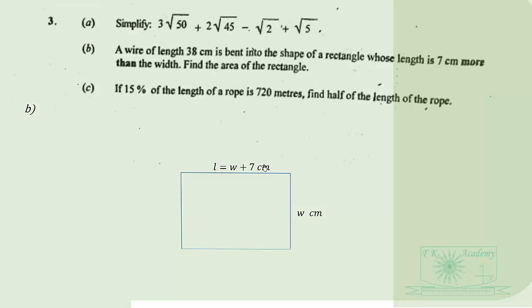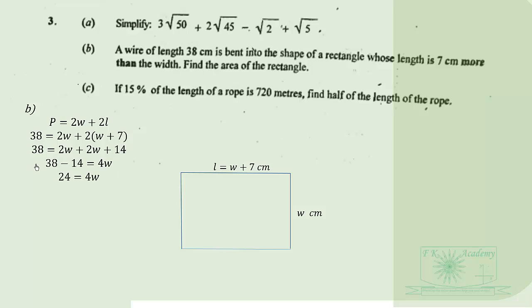So you know that perimeter is equal to 2 times the width plus 2 times the length. And we're given the perimeter to be 38 centimeters in the question. So we have 38 is equal to 2W plus 2 times L, and L is W plus 7. So we have to expand here: 2W plus 14. We group like terms.